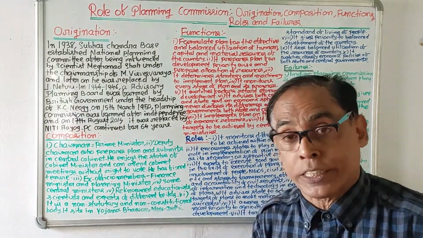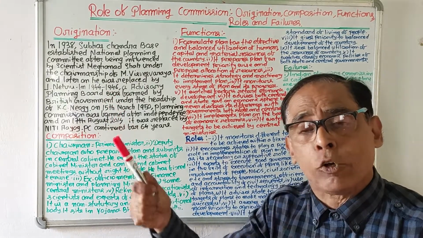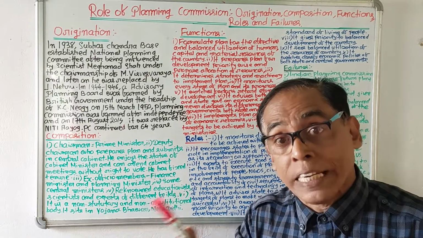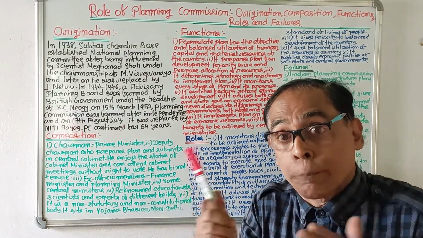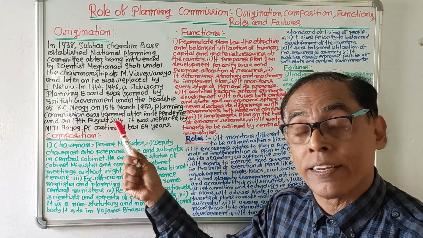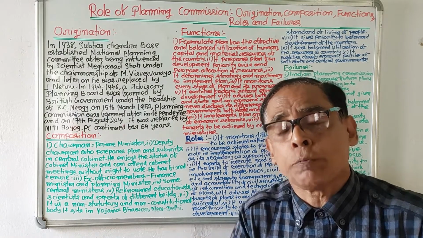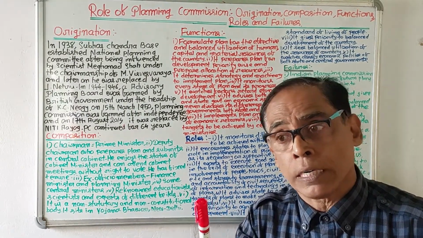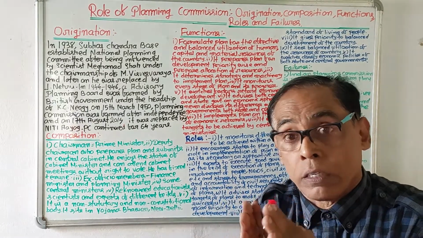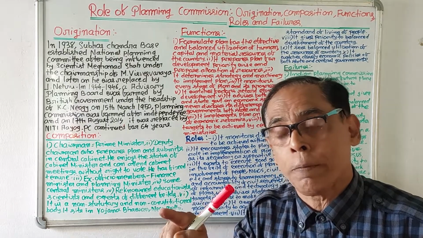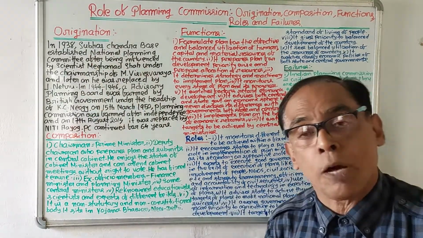And in 1944 to 1946, the British government also formed an advisory planning board to make quick economic development of the country. But after independence, on 15th March 1950, Planning Commission was established and it continued up to 17th August 2014. It means the Planning Commission of India worked for 64 years, when it was replaced by Niti Aayog, National Institution for Transforming India, which was formed on 17th August 2014. It is all about the origination of Planning Commission of India.